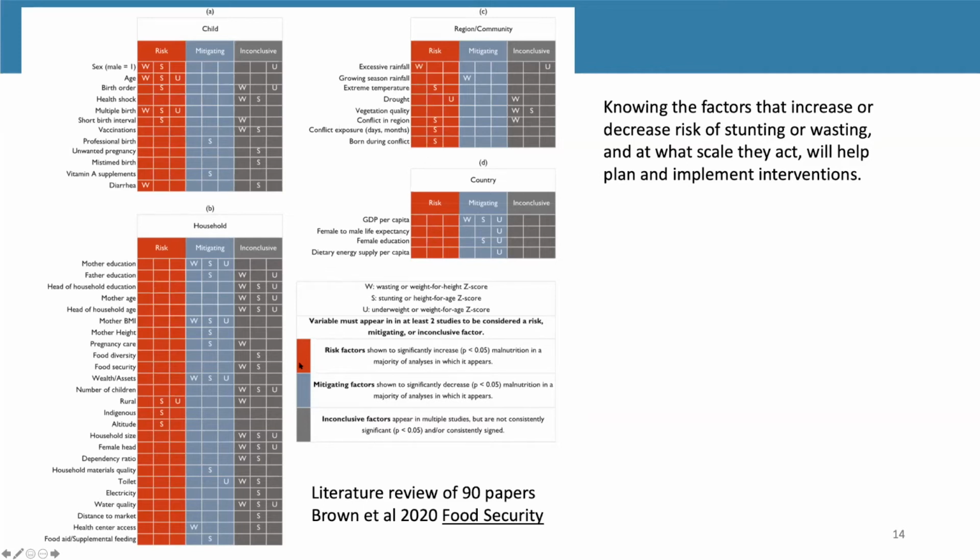And then finally, at the country level, we have gross domestic product, life expectancy, female education, and dietary energy supply, which are all mitigating factors. And basically, if we know what all these factors are, we can do a better job understanding and figuring out how to implement interventions. Okay, so that is all I have. I'm going to stop sharing and Kat is going to start sharing.